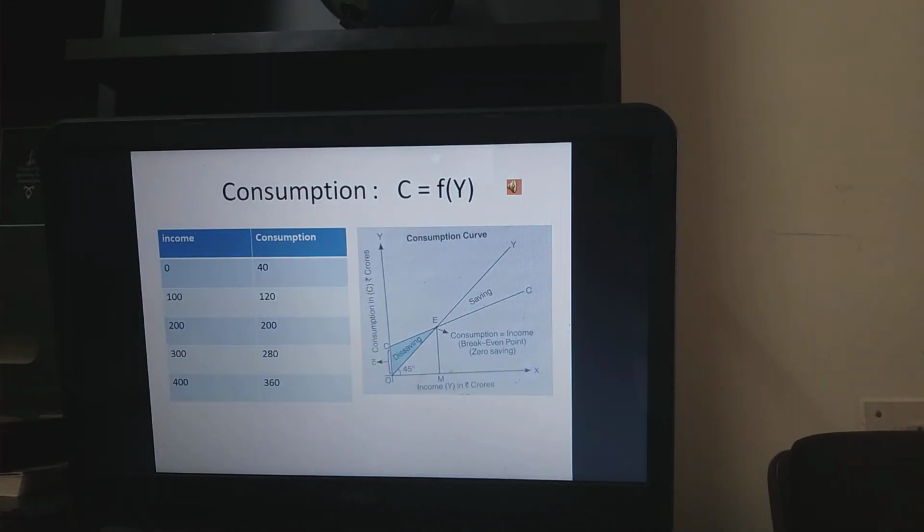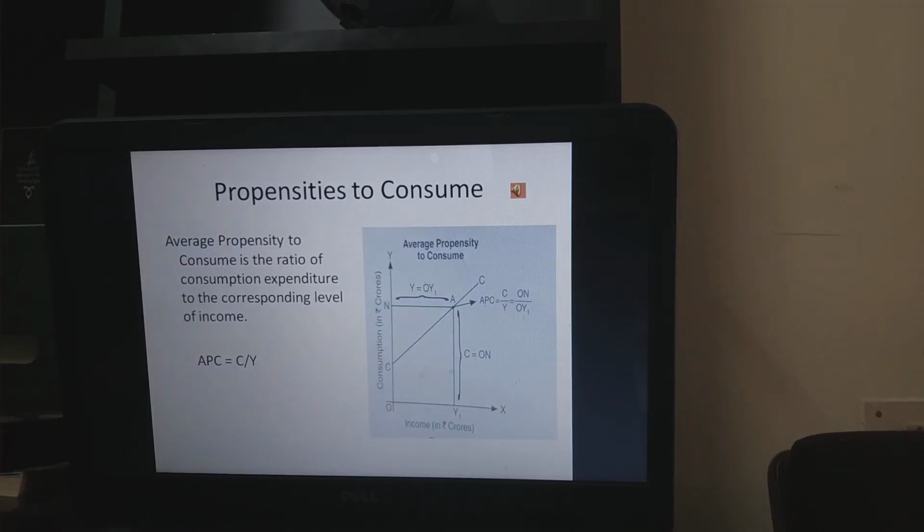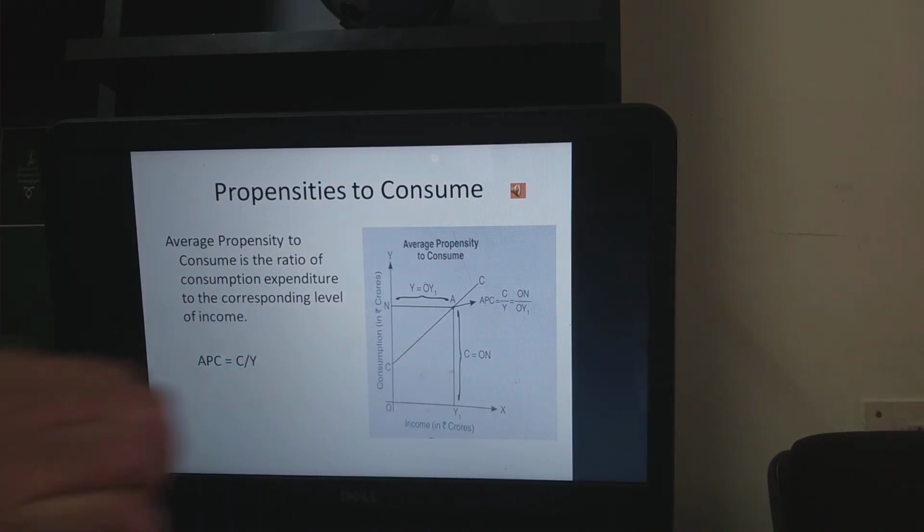So basically, consumption is a function of income, and the detail that's given to you is the consumption curve. Now it's time for you to understand the propensities to consume. There are two propensities to consume, the average propensity to consume and the marginal propensity to consume. So what is this average propensity to consume? That is nothing but a specific level of consumption at a specific level of income. So look at the diagram.